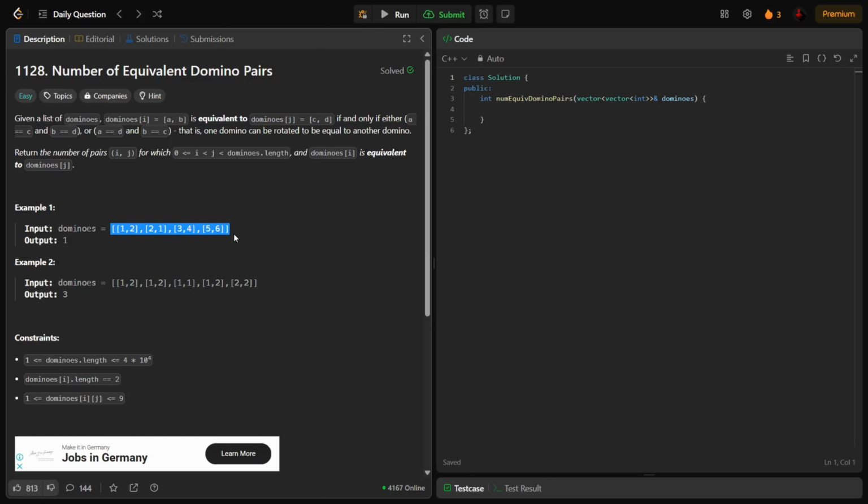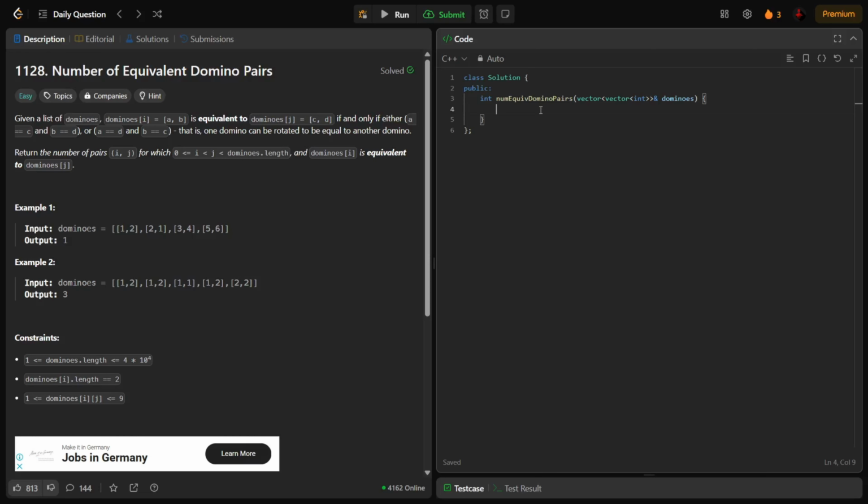We'll do the same thing over all the dominoes, and at the end we will iterate through our 10 cross 10 vector. First we initialize our 2D vector with 0, which means we don't have any pair, and while moving through the dominoes we will find some pairs. By the formula frequency into frequency minus 1 by 2, we will get the number of pairs for a particular 1 and 2. So let's do it here.